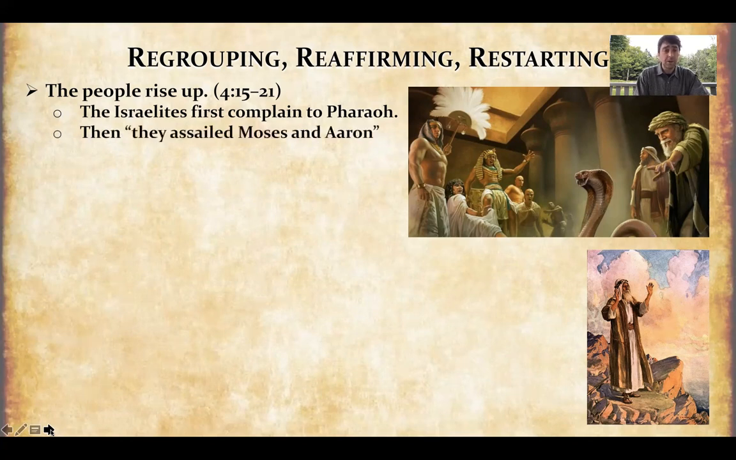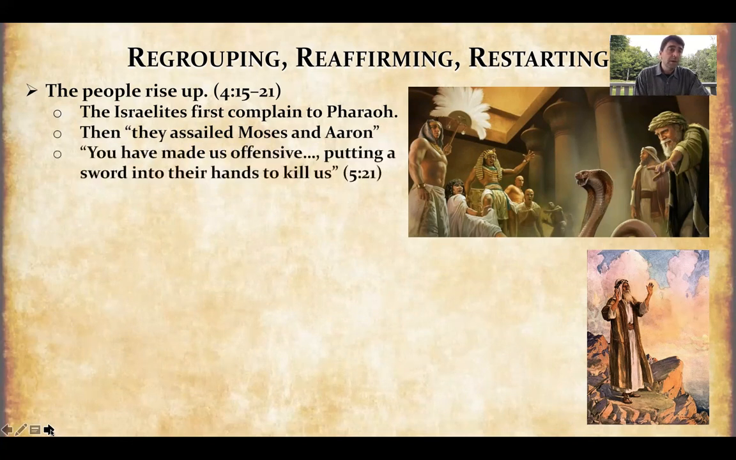So then they turn on Moses. They assail Moses and Aaron. What have you done? Like, why have you meddled? And now our situation is much worse than it was before. And they're being whipped, punished more. You have made us offensive, they say to Moses and Aaron. You have put a sword into their hands to kill us. So they were afraid that there was no way out for them.